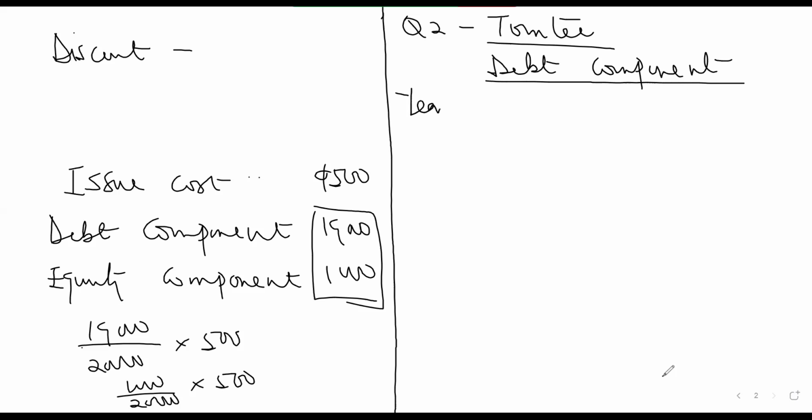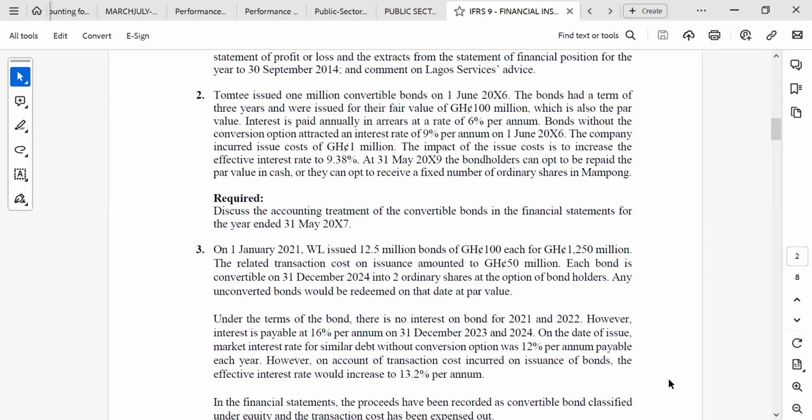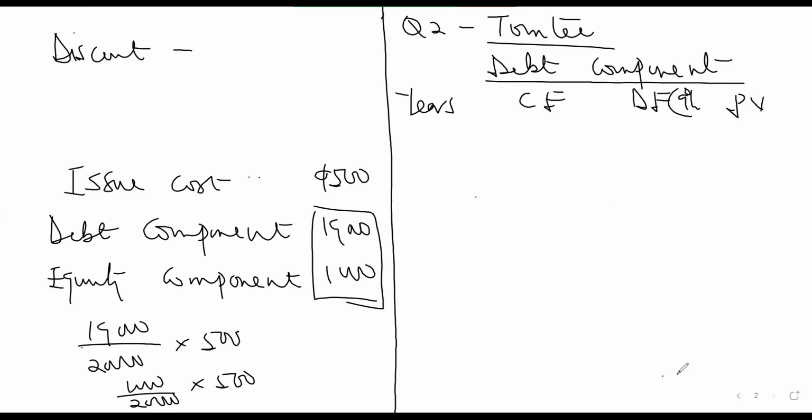How do we go about that? We have the years, we have the cash flow, we have the discount factor, then we have the present value. The discount factor will always be the market interest rate of a similar bond without the conversion rate. What is the rate there? 9%. Okay, so the debt will be 9%. The interest rate will be 9%.